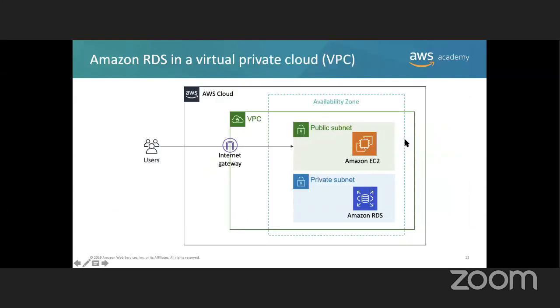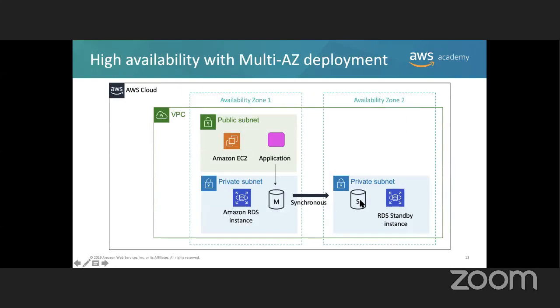Amazon's in a virtual private cloud, so we have users using the Internet Gateway. They come to the public subnet. They have an Amazon EC2 instance here in the public subnet, and then you have an Amazon RDS in the private subnet, right? So here, this is the multi-AZ deployment. You have a master here, and, like I said, it's synchronously replicated, right? And this is the standby one, okay? Now, multi-AZ is synchronous. Replica is asynchronous. There may be some delay, some latency in the replication.